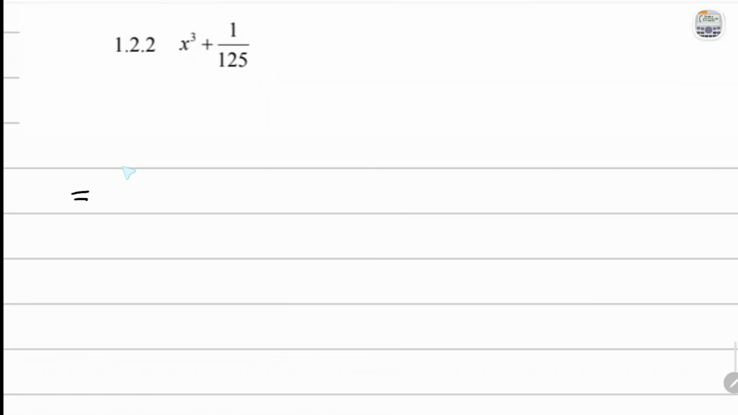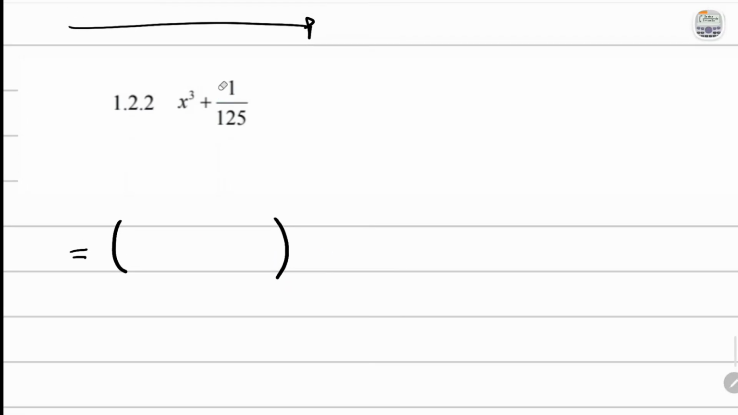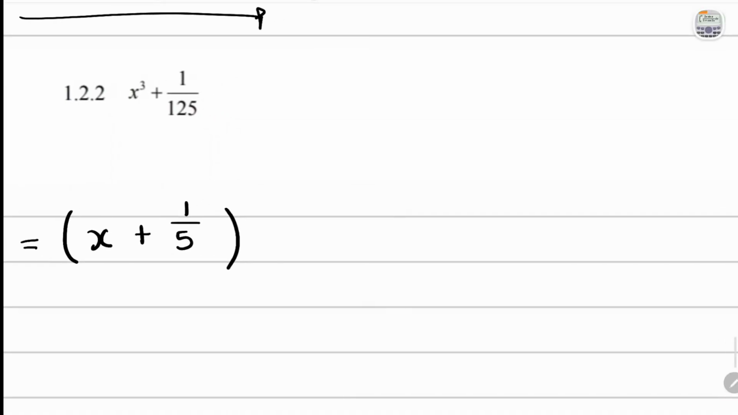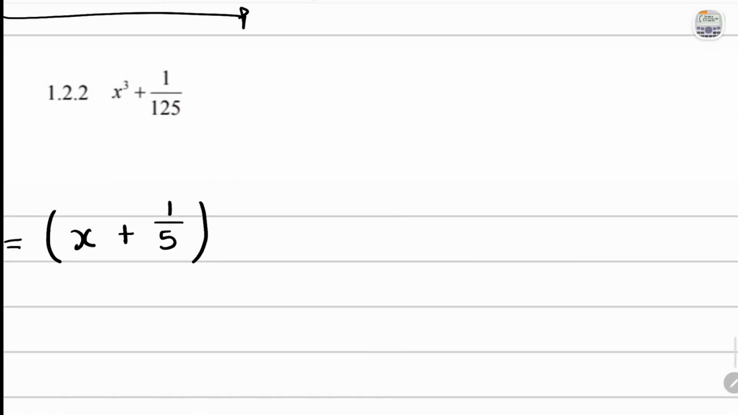So we first of all start with one bracket. And in this one bracket, we're going to look at each term here and find the cube root of it. So the cube root of x cubed is x. And what's the cube root of 1 over 125? Well, 5 times 5 times 5 is 125. So the cube root of this is 1 over 5. So we have 1 over 5. And then you just leave that positive. Whatever it is, it stays exactly the same. So that's your first little bracket you have.